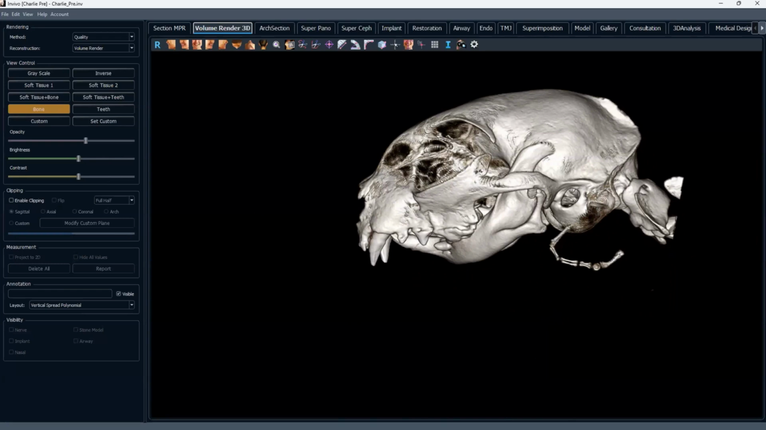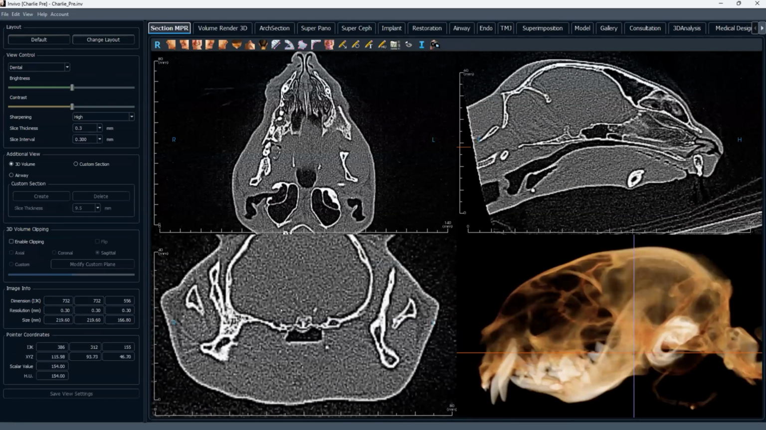So we always want to go back to the MPR of the sections to have the definitive word on whether or not we think bone is present or lost, when we're trying to evaluate whether the bone is really there or not.